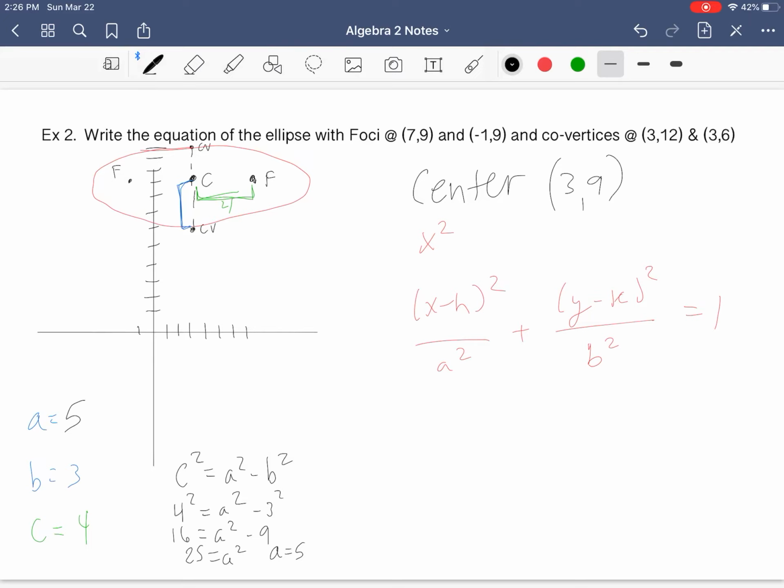So now I can plug in everything I need because I've got my center, my a, and my b values, and that's going to give me (x minus 3) squared over 25 plus (y minus 9) squared over 9 equals 1. And we're finished. So if you're not given the center, you need to find that. If you're not given the co-vertices or vertices, then you're going to have to use the c squared formula to find those values, and then it's just plugging into the equation.